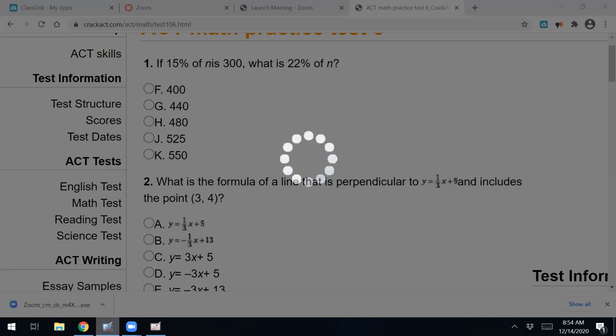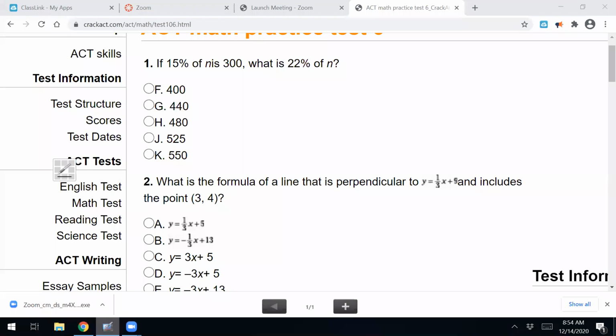Is means equals. So if we're going to write an equation to represent this, which I'm an algebra teacher, so of course I think about writing an equation. If you didn't do it this way, that's okay, as long as you got the right answer. I'm going to see this as 15%, so 0.15. So I make that a decimal, you move the decimal 2 places. So 15% is 0.15. Of means to multiply. N is 300. So I just wrote myself an equation. 0.15 times n equals 300.